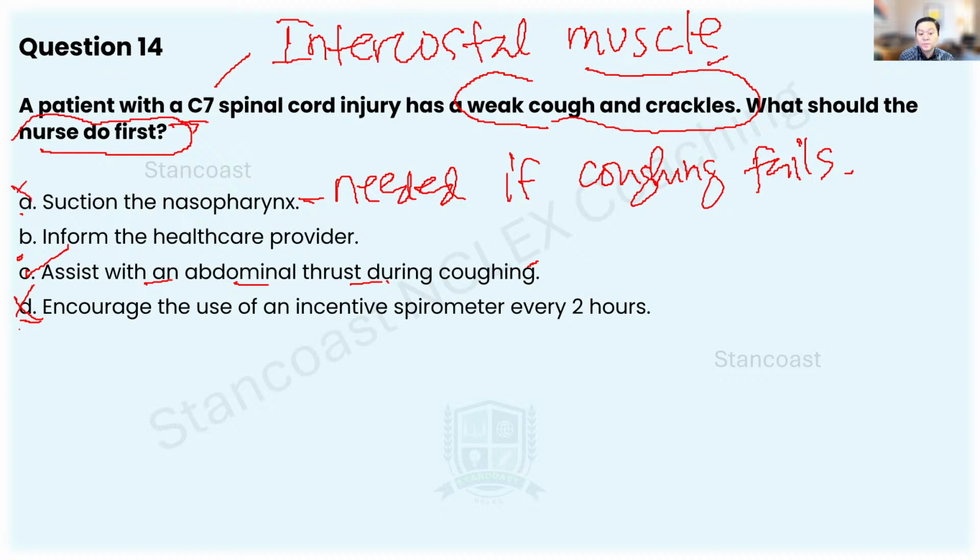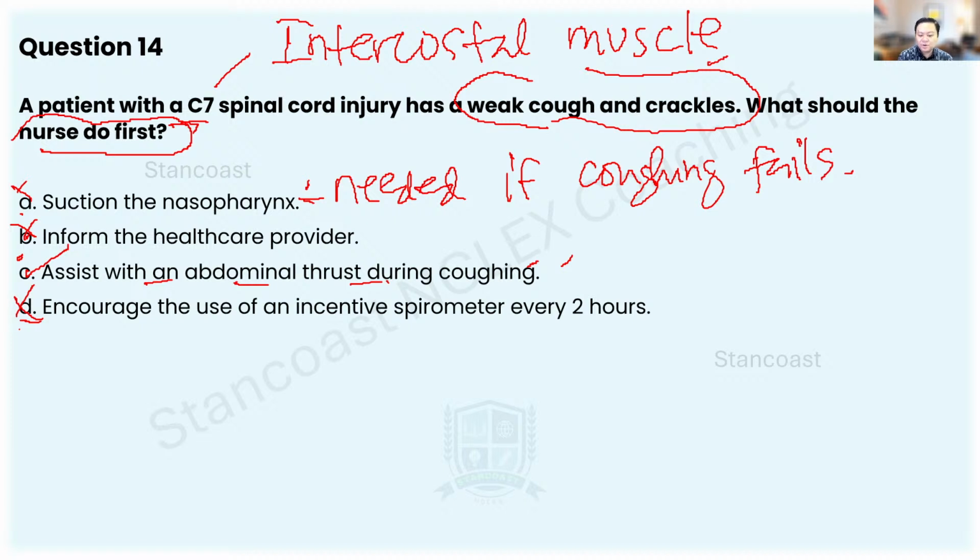What about informing the healthcare provider? You're going to do this once you have done your other attempts in managing their airway. After you have done the abdominal thrust, after you had suction, and if still there's no response to those maneuvers or treatment, then you're going to have to inform the healthcare provider. Okay, so this would be our last nursing action in this scenario.